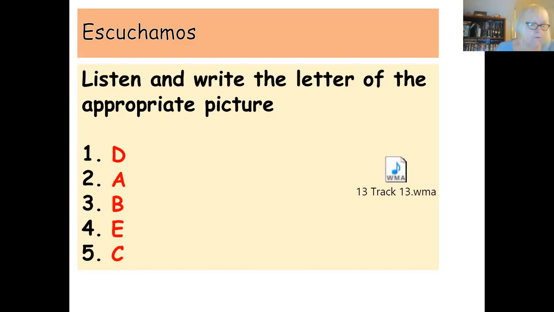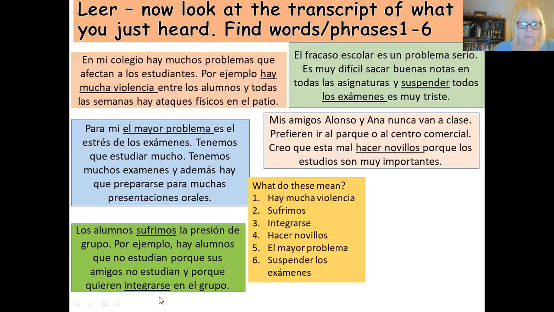And number 5, the person that spoke about it being difficult to pass all these subjects and do well, and failing exams was a big problem. So that went with picture C. Okay, so if you mark your work, correct it in red if you didn't get it right, and then move on to the next bit. And this will help you understand what you were listening to, because this is a transcript when the thing finishes. There we go. So it says leer.